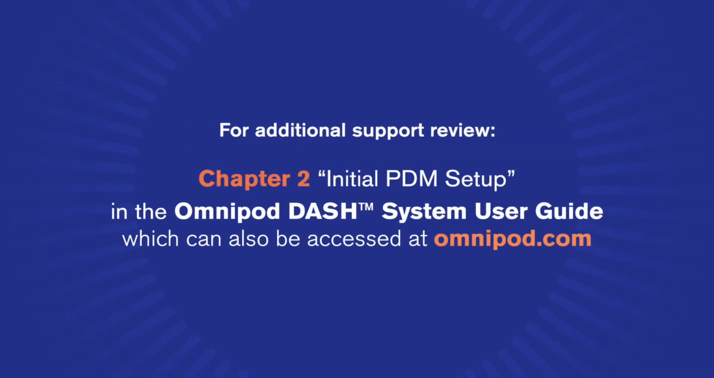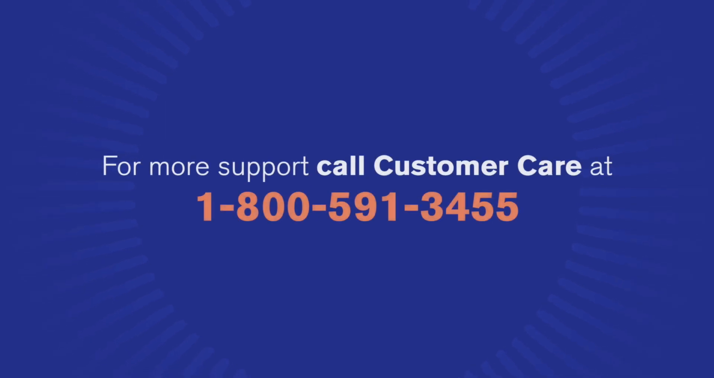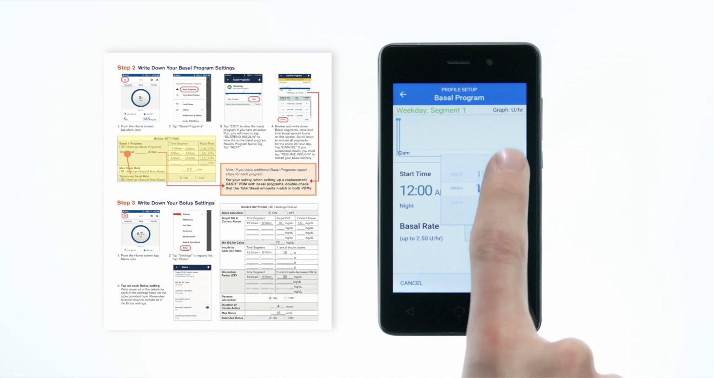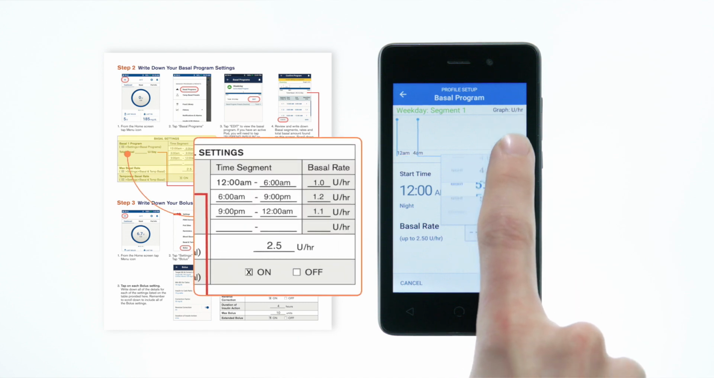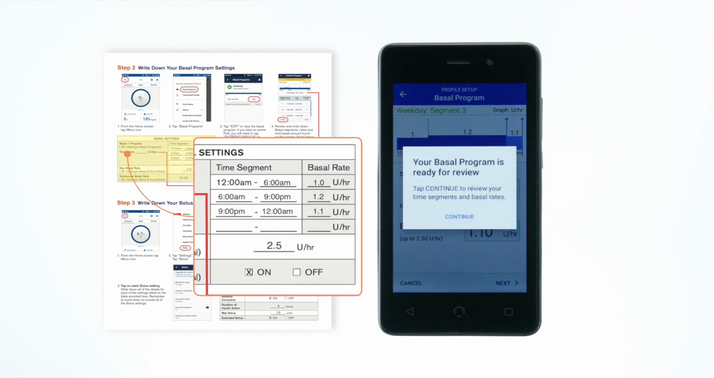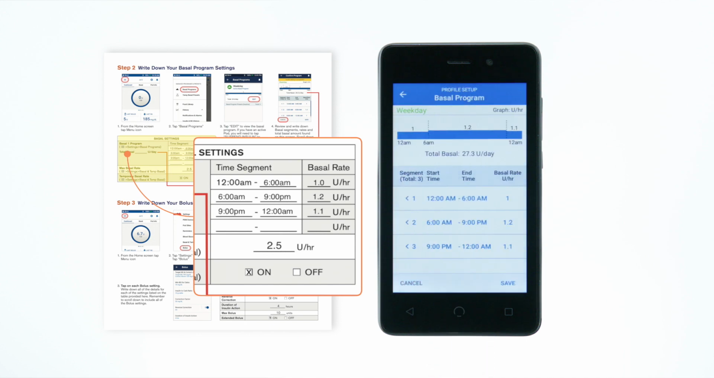For additional support, review Chapter 2, Initial PDM Setup in the Omnipod DASH System User Guide. However, our customer care team is available 24/7 and can be contacted at 1-800-591-3455. It is very important you accurately enter your insulin pump settings. Entering the wrong settings could lead to serious harm.